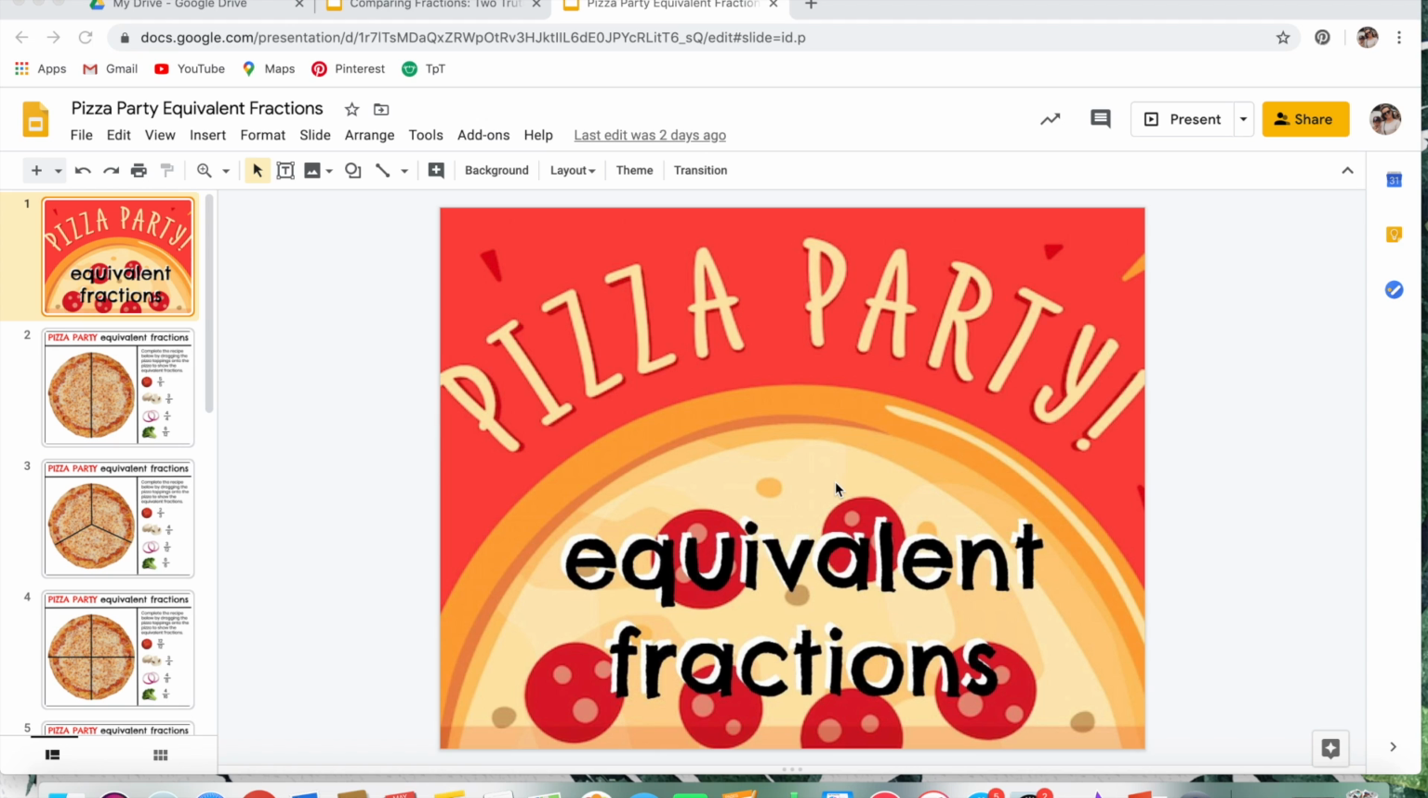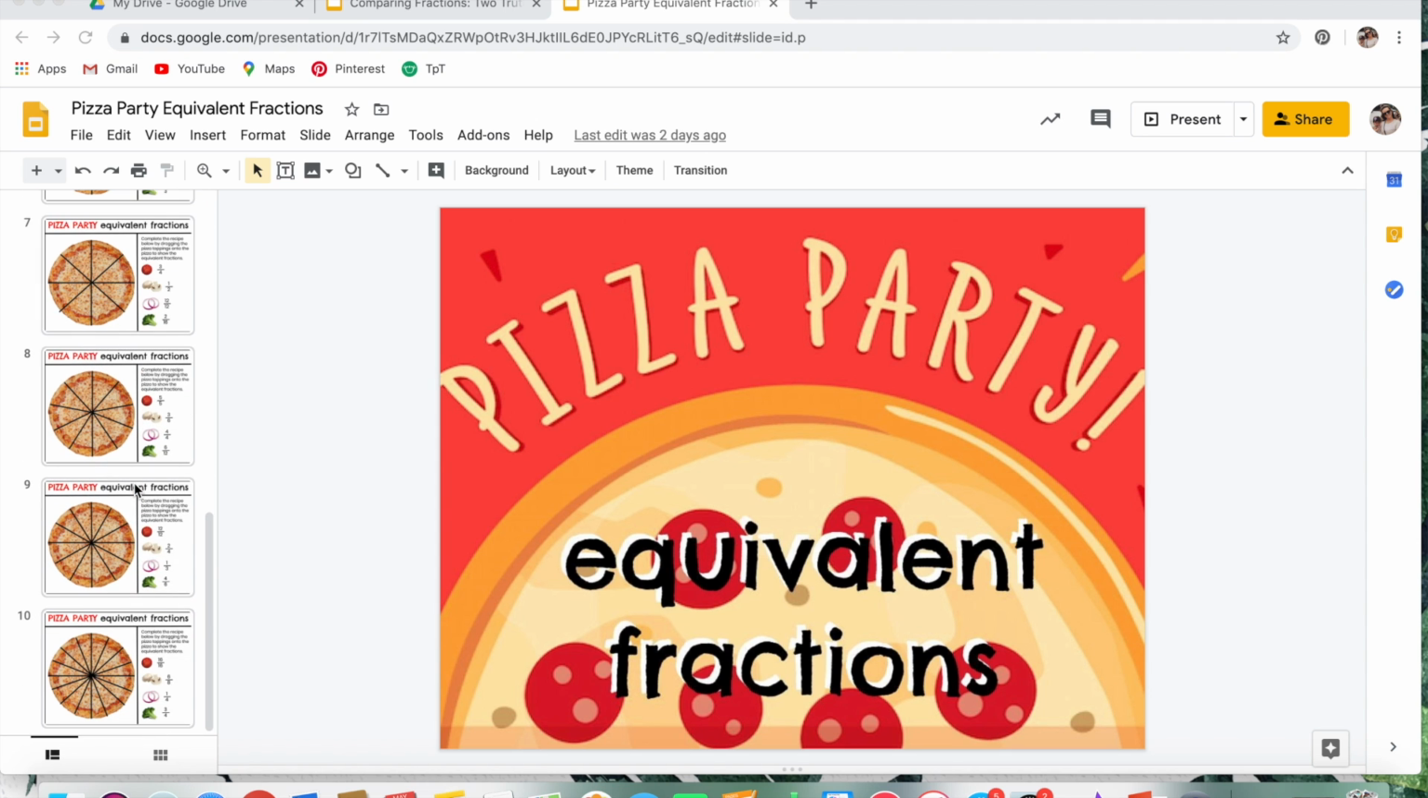Our second extremely fun assignment this week is about equivalent fractions. Equivalent fractions are fractions that are equal in value. They're the same size. They're the same amount. They're the same thing. The difference is the numbers might look different. So let's look at the directions and we'll see what we're supposed to do here.